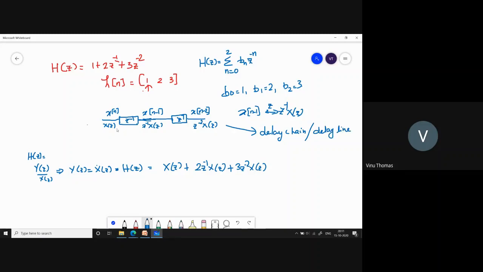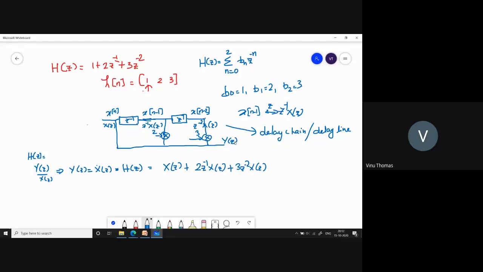Delay chain or a delay line. So here I have x of n. It's delayed, so I have x of n minus 1. Here it's again delayed, so I have x of n minus 2. And I need to add x of z plus 2 times x of z, so this is to be multiplied by 2. And this is to be multiplied by 3. So this is 3 times z raised to minus 2 into x of z, and this has to be added up. And this will be your y of z.